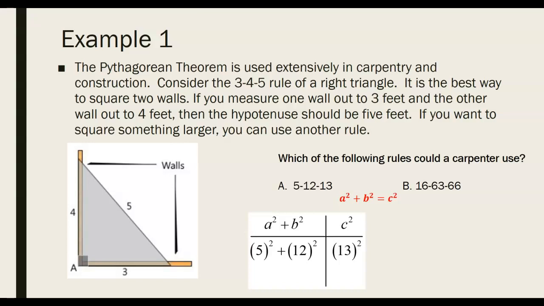So 5 squared plus 12 squared is 169. 13 squared is also 169. So 5, 12, 13 is a success. It makes the Pythagorean theorem true.